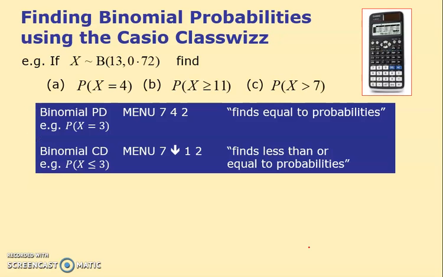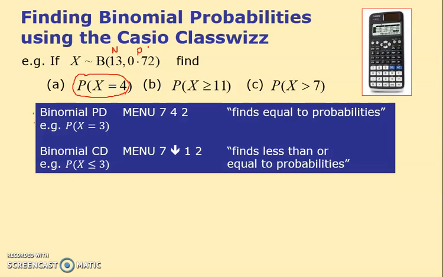So here's another question. It says x is binomial 13, 0.72. I think it's exactly the same, it's just different numbers. So the very first thing, notice the first question gives me an exact probability, an equals sign. We're going to use binomial PD. So menu 7, 4, 2. What are we going to type in? Well, my x value, it says is 4, so type in 4. My n value, in the question it says n is 13. What's my p value? Well, in the question it is 0.72, so type that in. And when I press equals again, it should give me my probability.